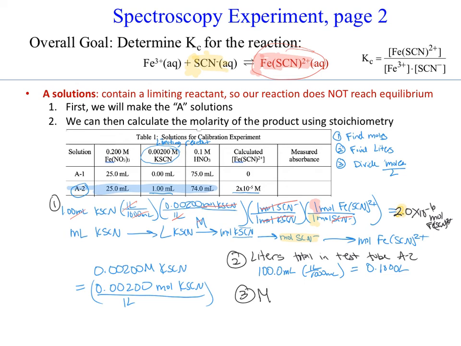So the molarity of my product equals 2.0 times 10 to the negative 6 moles divided by 0.1000 liters. And that is indeed where we get that 2 times 10 to the negative 5th molarity, FeSCN2+. So that is an example of how to get the molarity of the product for test tube A2. Now go ahead and work on the same thing for test tubes A3 through A7.